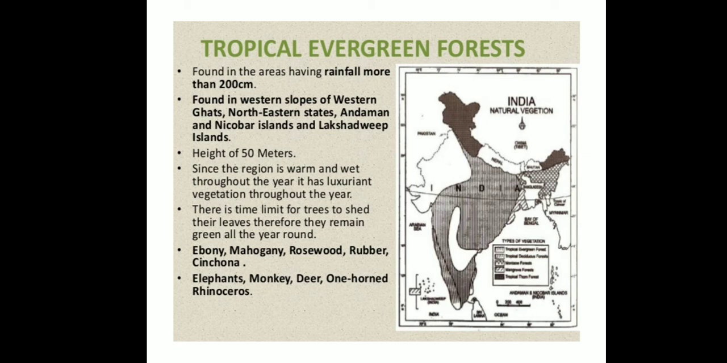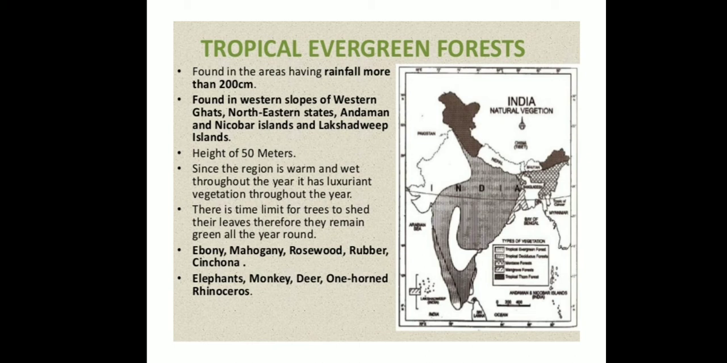These forests are found in the areas having rainfall more than 200 centimeters. Found in western slopes of Western Ghats, northeastern states, Andaman and Nicobar Islands, and Lakshadweep. Height of these trees is up to 50 meters. Since the area is warm and wet throughout the year, it has luxuriant vegetation throughout the year. That means it has many different varieties of natural vegetation.